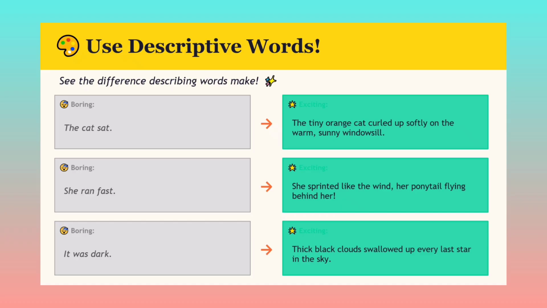'It was dark' is a boring way. Use it like this: thick black clouds swallowed up every last star in the sky. That gives us a very interesting tip.